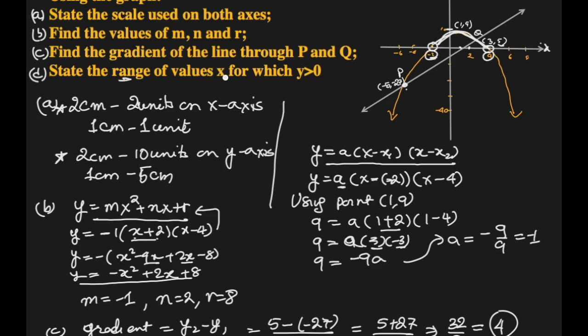Let me write it here only. Our answer for this will be that x is between minus 2 and 4 when y is greater than 0. Since there is no equal sign here, we will not write any equal sign, because at minus 2 and 4 they are equal to 0, which is not part of the question. So this becomes the answer of the D part.